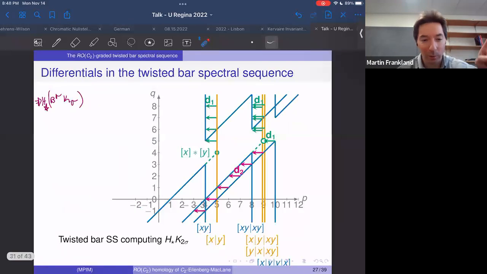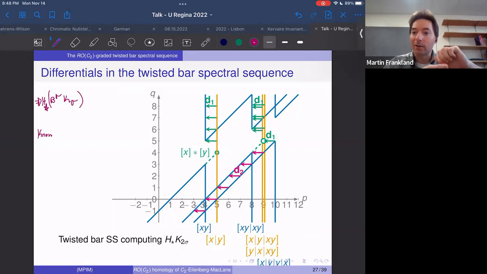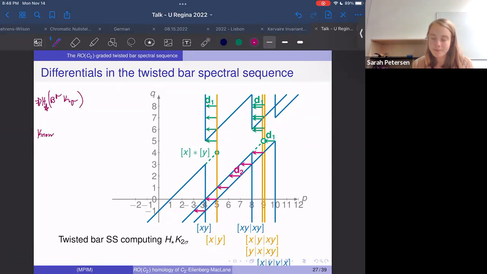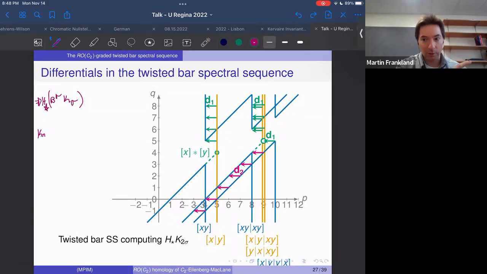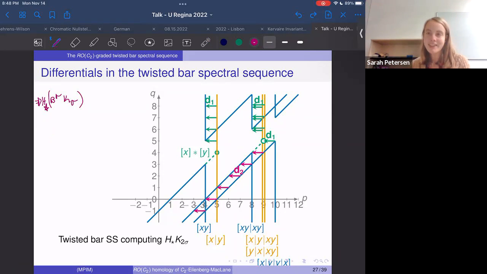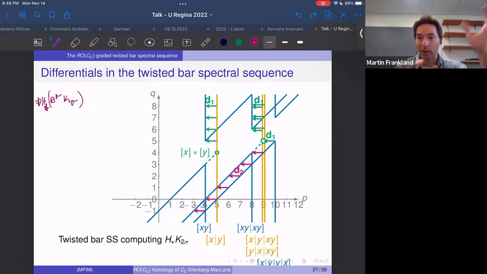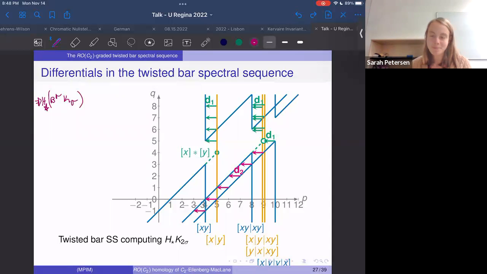Sorry, Sarah, I had a question about the previous slide. Just to summarize the strategy here, it's an inductive construction where you use the twisted bar spectral sequence to go from a known homology of some C2 equivariant Eilenberg-MacLane space in certain bidegrees, and then you can increment the sign representation grading by 1, right? Exactly. But you can still also increment the trivial representation grading by 1 using the usual bar spectral sequence. Yep, exactly. And then by combining those two, you can iterate it to any bidegree you want. Yes. Okay, thanks.